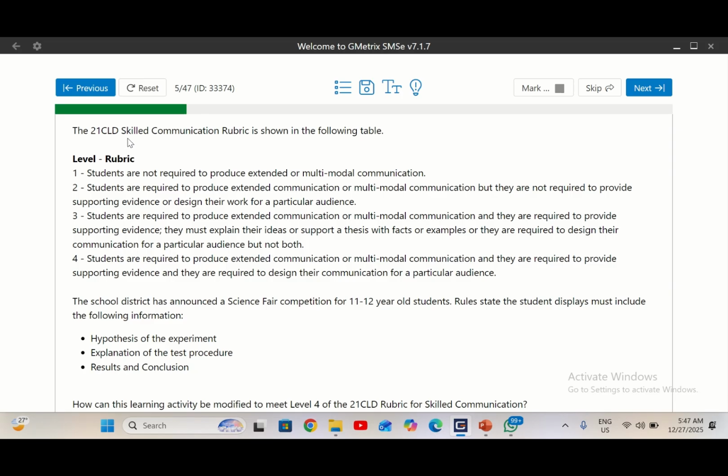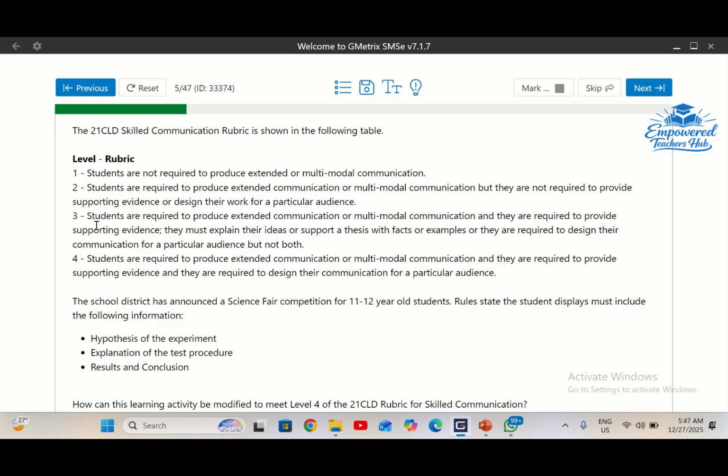The 21st Century Learning Design skilled communication rubric is shown in the following table. Level 1. Students are not required to produce extended or multimodal communication. Level 2. Students are required to produce extended communication or multimodal communication, but they are not required to provide supporting evidence or design their work for a particular audience.